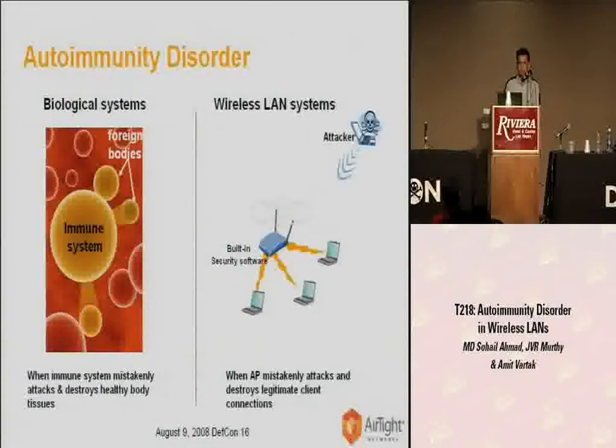When the immune system mistakenly attacks and destroys healthy body cells or tissues, this condition is known as autoimmunity disorder. What we have discovered is that a similar condition also exists in wireless LANs, where an access point mistakenly attacks and kills legitimate client connections.